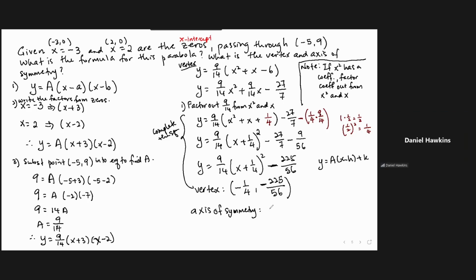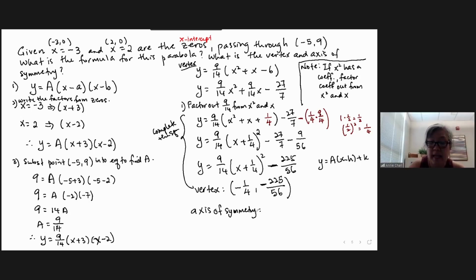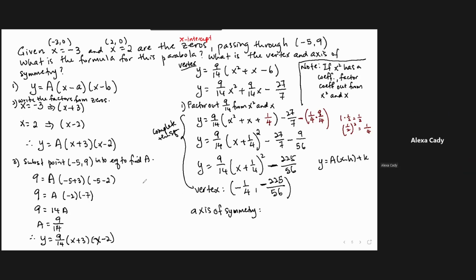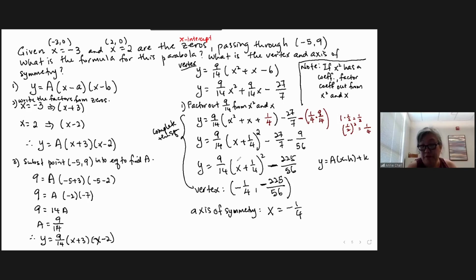Isn't axis of symmetry just the -3 and 2? No. This is zeros. Zeros are different from the axis of symmetry. The axis of symmetry would just be the x value, right? So just be -1. Exactly. From the vertex.